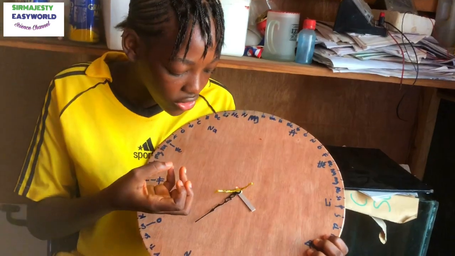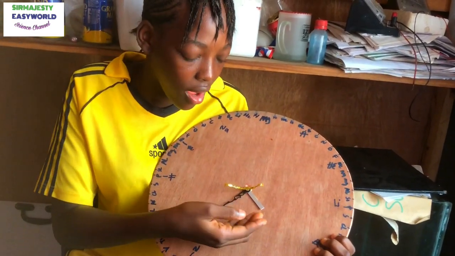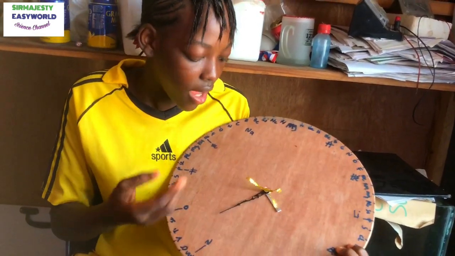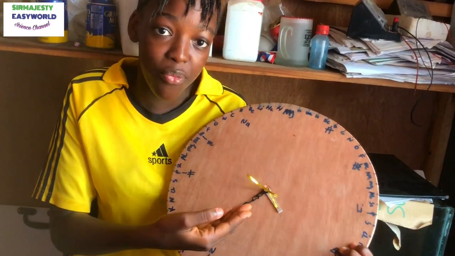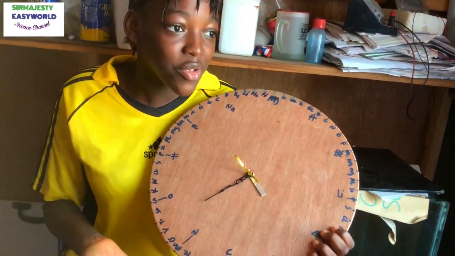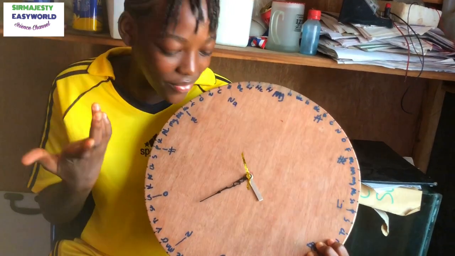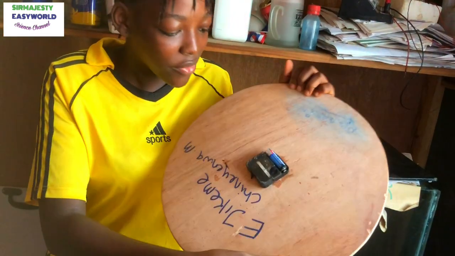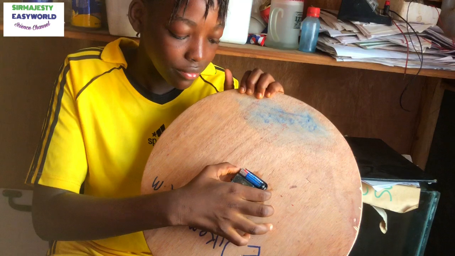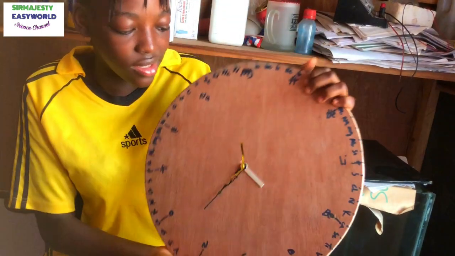When you buy the clock engine, you buy the arms: the hour hand, the minute hand, and the second hand. But you see here, we improvised, because in chemistry you have to be creative, use your creative thinking. After that, we put the battery, and that's what made it start ticking.